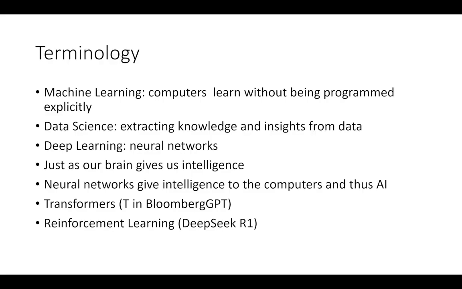Okay, now deep learning, right? Deep learning is basically whatever you can do with neural networks. That is deep learning, right? I mean, that is a rule of thumb. Okay, so just as our brain gives us intelligence, neural networks are believed to give intelligence to computers and thus AI, right? I mean, that stems into AI. Just like human intelligence comes from the brain, artificial intelligence, machine intelligence, comes from neural networks, right? I mean, that's a parallel here. Okay. Now, a specific type of neural networks are called transformers.